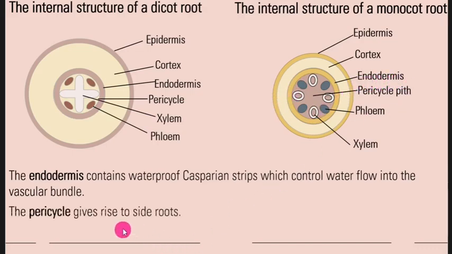Then the pericycle gives rise to side roots. So this pericycle here, these parts inside there, is the one that produces new roots or side roots. All right, so I hope you are getting the point.